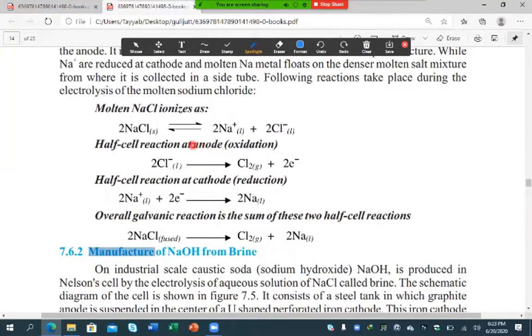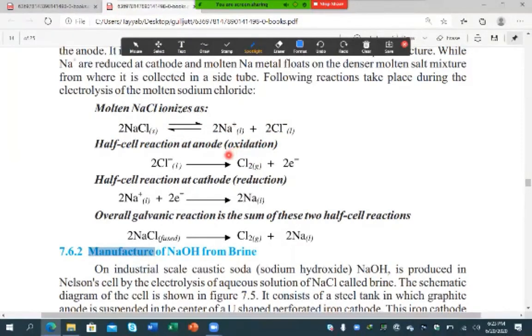These equations help you understand what type of reactions occur in the beaker. First, molten sodium chloride is ionized. Sodium chloride splits into sodium positive and chloride negative. These two ions are attracted to the opposite electrodes. Sodium goes towards the cathode because the cathode carries negative charge, and the chloride ion migrates towards the anode. The anode carries positive charge. At the anode, chloride loses an electron and changes into chlorine gas, and at the cathode sodium gains an electron and changes into a neutral sodium atom.